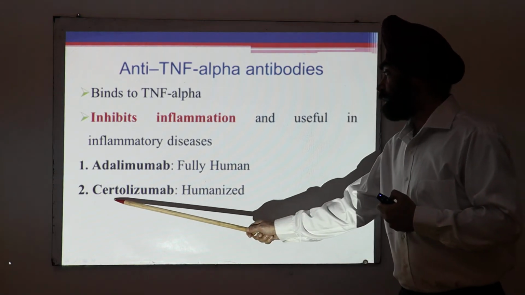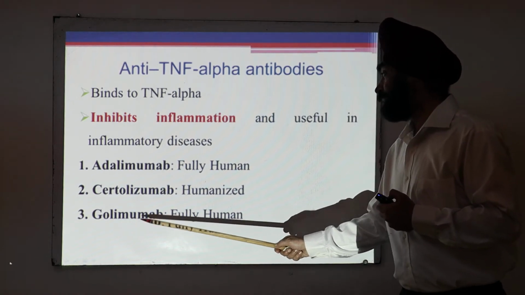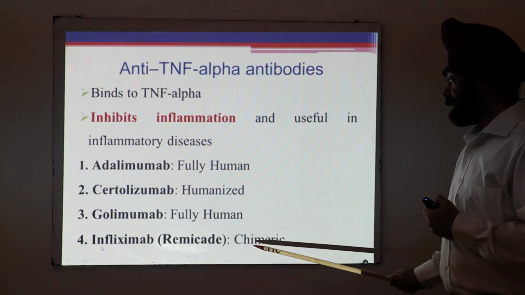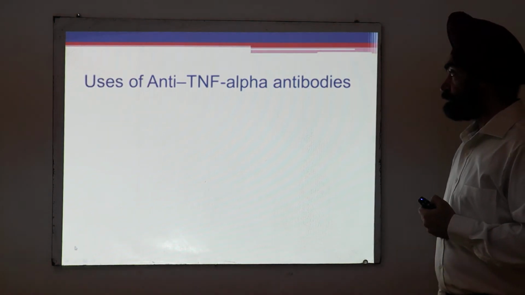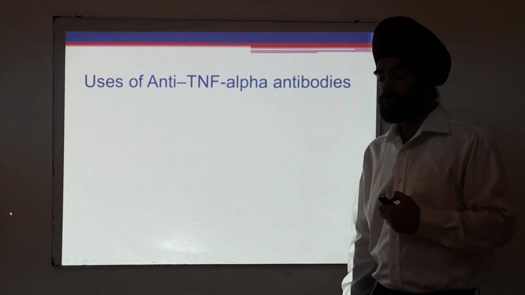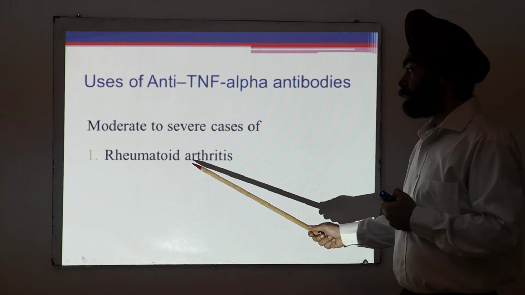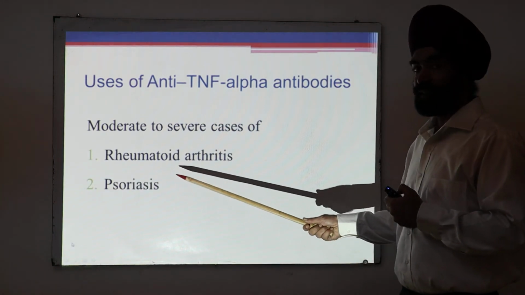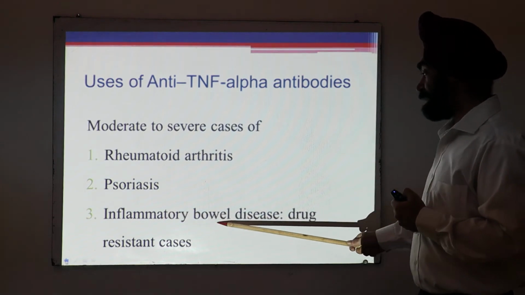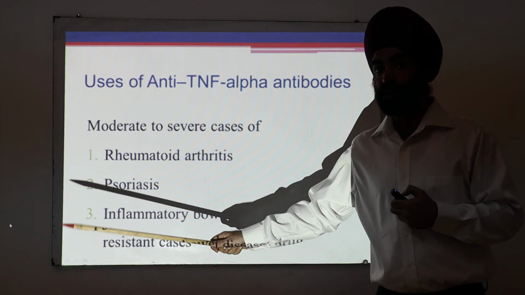Now, certolizumab, humanized, golimumab, fully human, and then infliximab, which is a chimeric antibody. Where are these TNF alpha antibodies used? They are used in moderate to severe cases of rheumatoid arthritis, wherever inflammation is there, like in psoriasis or in inflammatory bowel diseases, particularly if the persons are not responding to other drugs.